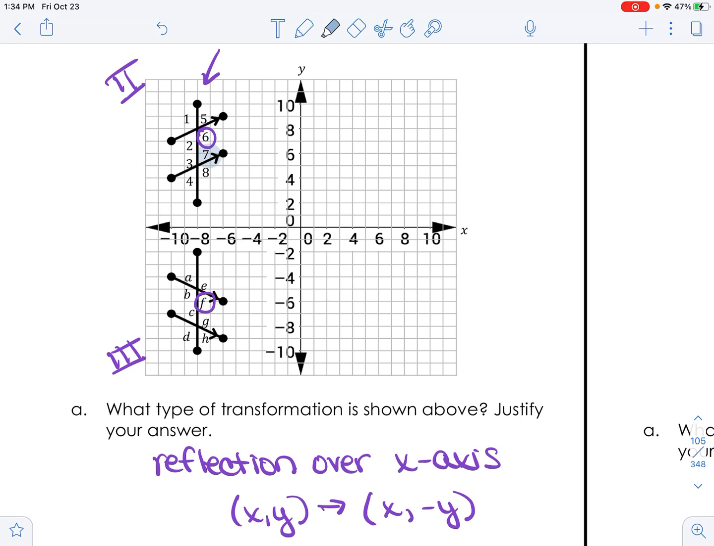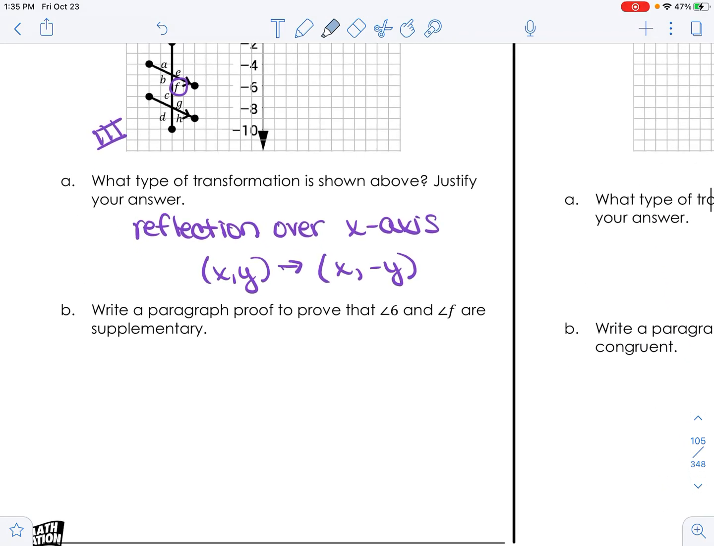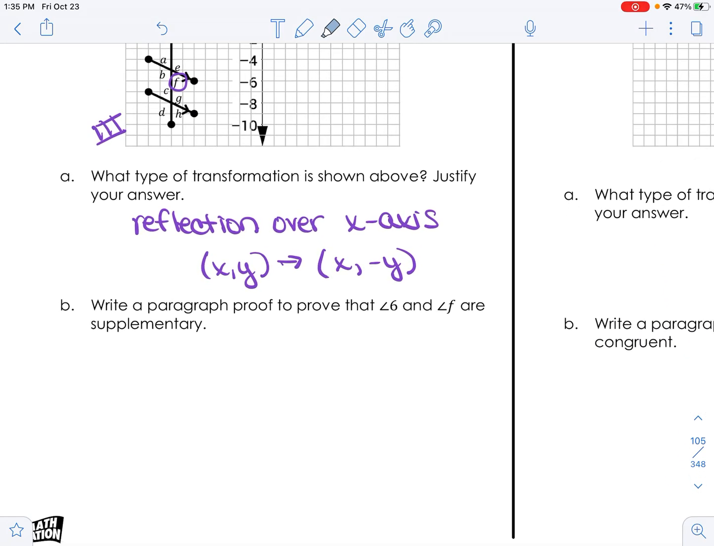And then 7 and F are congruent because the angle measure is preserved in a reflection. So that's what we're going to say. We're going to talk about 6 and 7 being supplementary angles because they're same side consecutive. Then we're going to talk about 7 and F being congruent because the angle measure is preserved in a reflection. Got it. All right. So let's basically start writing it.